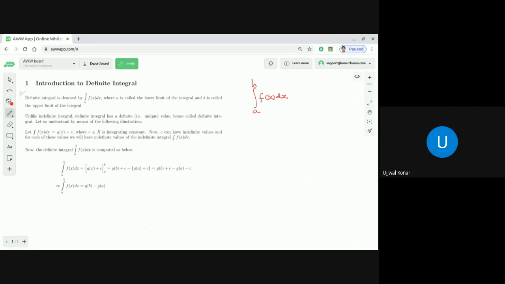Then we call this a definite integral. In most mathematical terminologies, dear students, first there is the denotation and second the definition. So how do you denote? It is integration from a to b of f(x) dx. By this denotation, we can say a is the lower limit, and b is the upper limit.